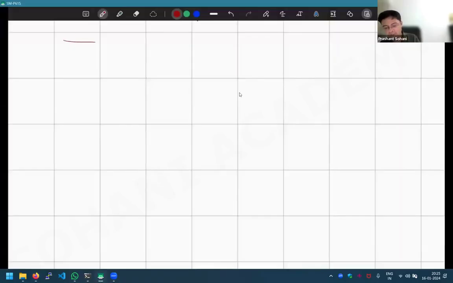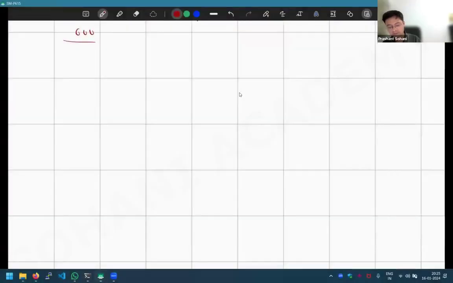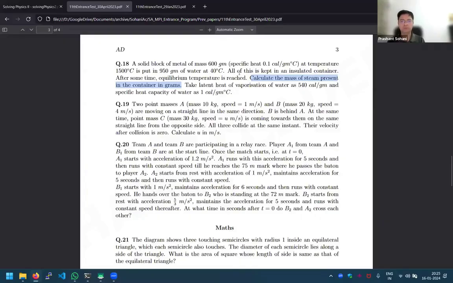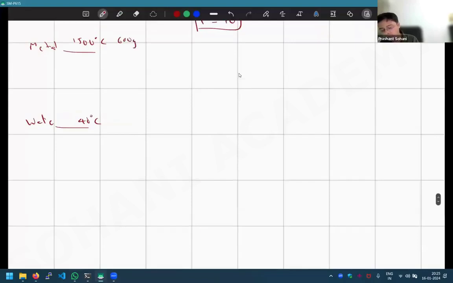So let us start to draw the diagram. The block of metal is at 600 degrees Celsius, and water. So metal is here, and water is here at 40 degrees Celsius. And we also know the specific heat of both of them and the quantity also. Oh, sorry, not 600, 1500. The masses are 600 grams and 950 grams. And the specific heat capacity is given as 0.1 calories per gram, and here it is 1 calorie per gram.